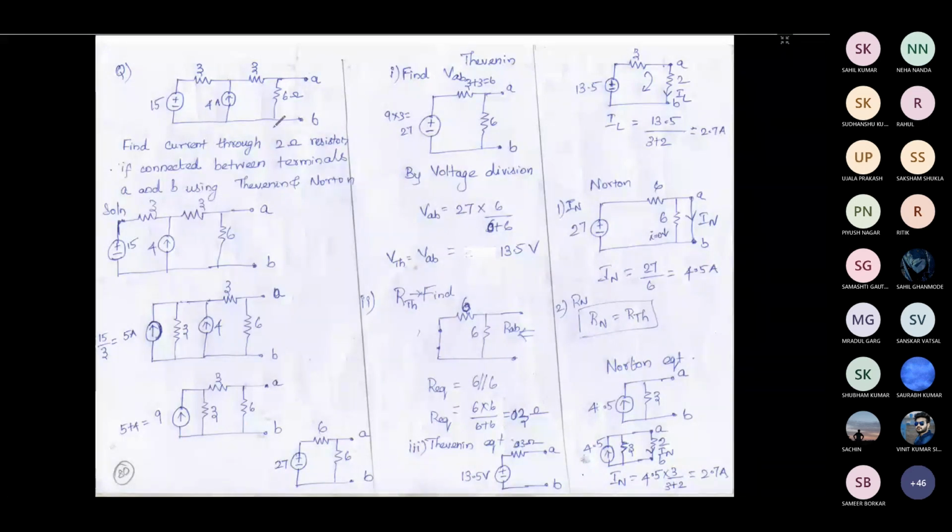Just a minute. Yeah. So here I'm having one circuit. In this, we have to find Thevenin equivalent for this particular circuit. So here you can see that this is the load terminal, because they have mentioned this as a load terminal. Find current through 2 ohm resistor if connected between the terminals A and B using Thevenin. Norton theorem is second one. So let's say that I am going to use Thevenin theorem.